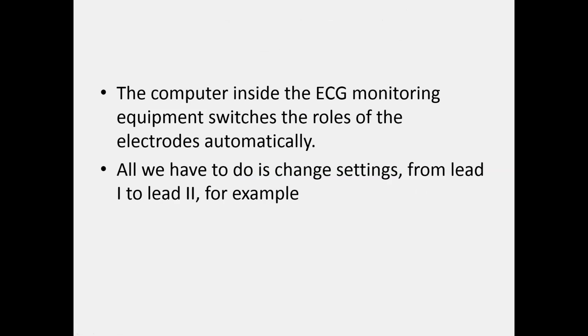Now, you determine what lead you want the EKG to show up on the monitor, on the telemetry monitor. The computer inside the EKG monitoring equipment switches the roles of the electrodes automatically, so you don't have to switch those leads around. If you want to see lead 1 and then lead 2, you just press the button on the monitor and it will switch it for you. So you don't have to move those leads around if you want to change the settings to see the leads.